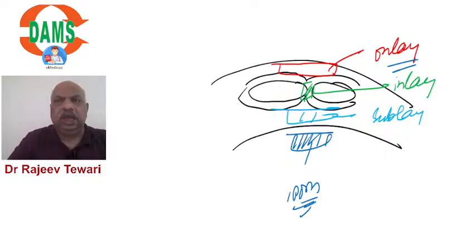Overlay and onlay are same, but sublay and underlay differs. Sublay is behind the rectus, anterior to the posterior sheath, and underlay is behind the posterior sheath. Overlay and onlay are same.